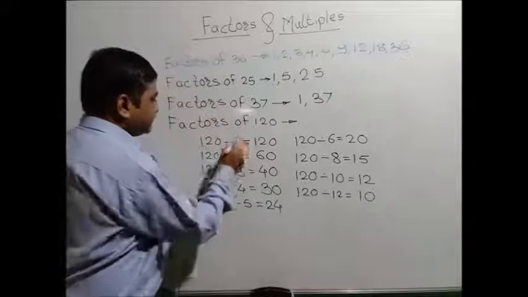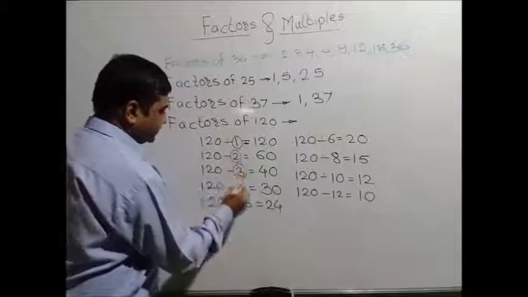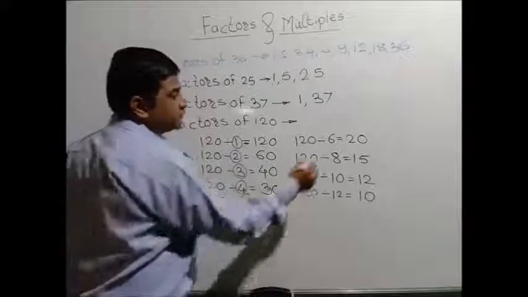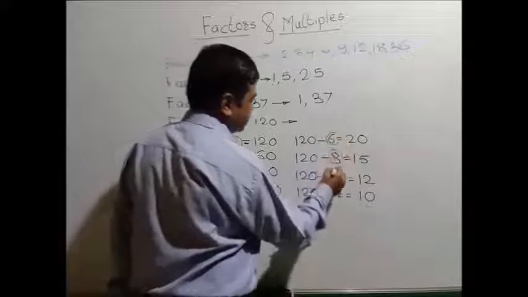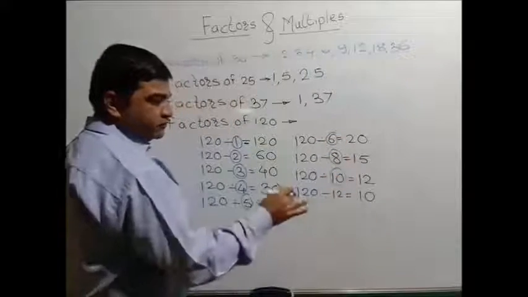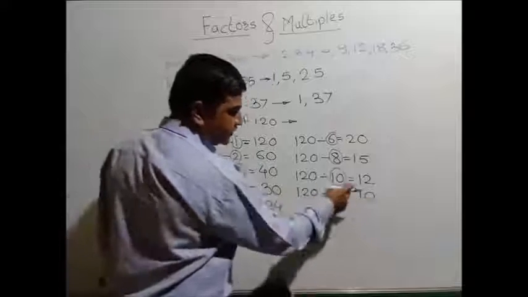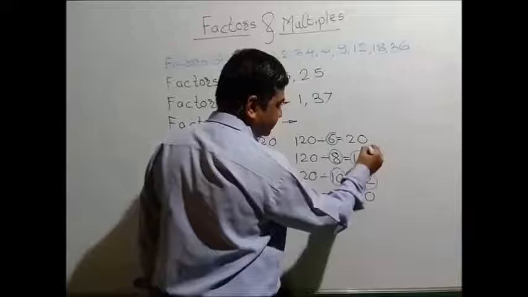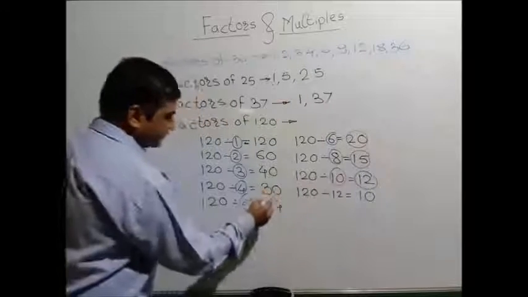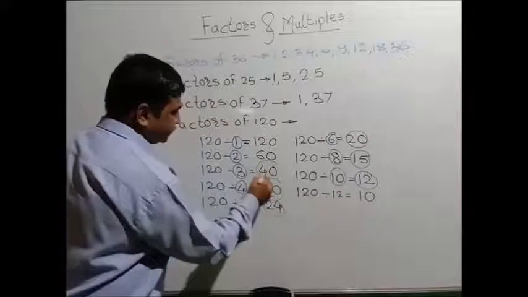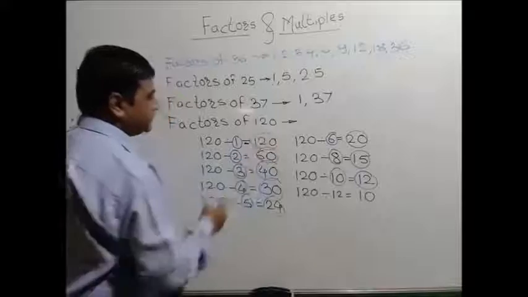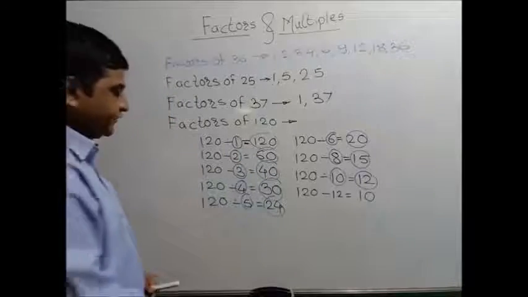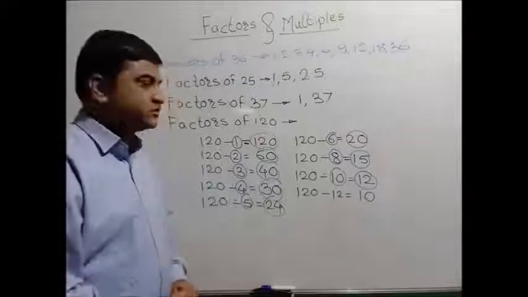We have the perfect divisors as 1, 2, 3, 4 and 5, 6, 8, 10. Now we can see that 10 is also here. So we can go on to 12, 15, 20, 24, 30, 40, 60 and 120. So all these are the perfect divisors, or the factors, of 120.